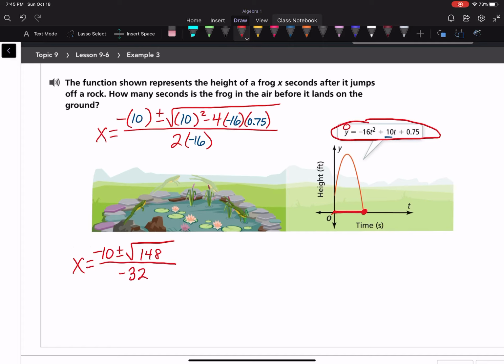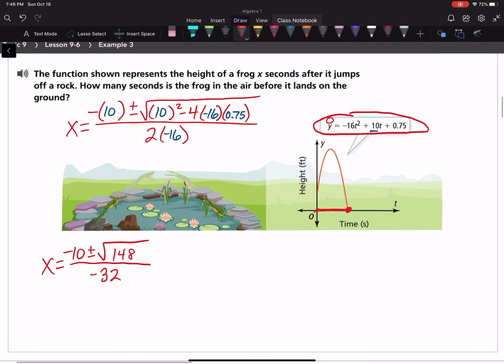And as far as I know, that's not a perfect square. Let me double check. I know it's not. I don't know why I'm checking, but the square root of 148 is 12.16. Yeah, so that is not a perfect square. So we are going to simplify, or like I said, you could probably just leave it like that on the test. I'll tell you what I'll do. Let's round this one, we'll just go to the nearest tenth.